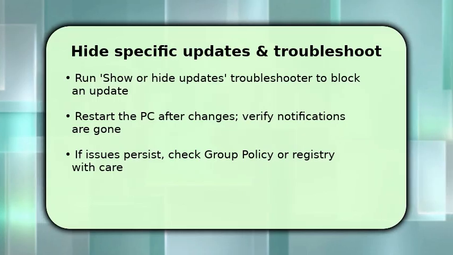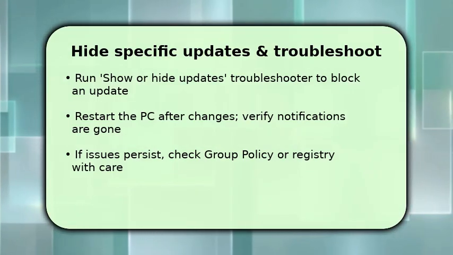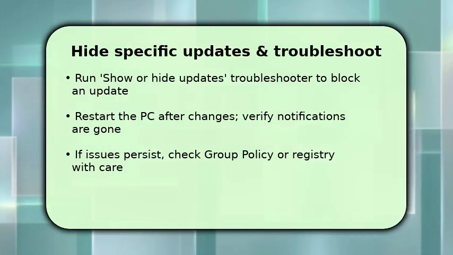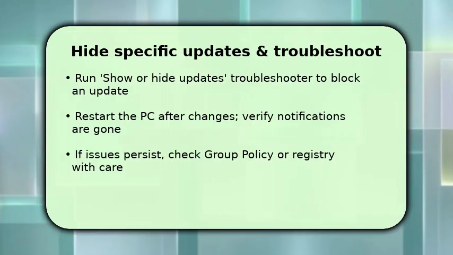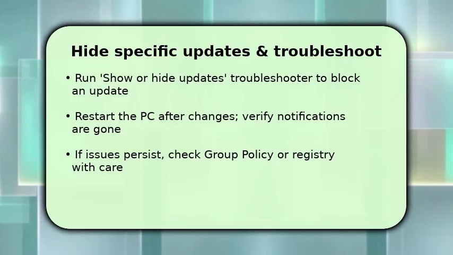If a notification still appears, check Group Policy, GPedit.msc, or the Registry for Notification Settings, only if you're comfortable editing them. Key troubleshooting tip: if hiding an update breaks functionality, unhide it and install the update.